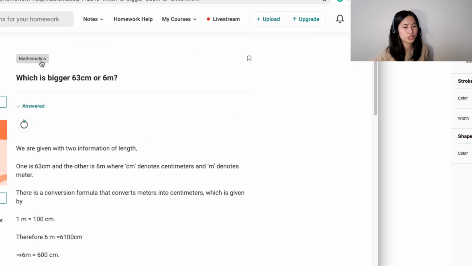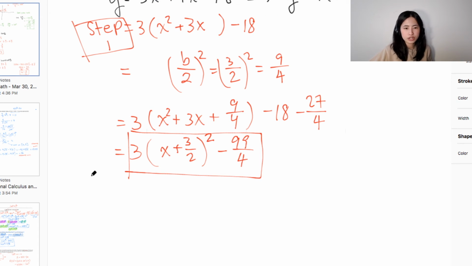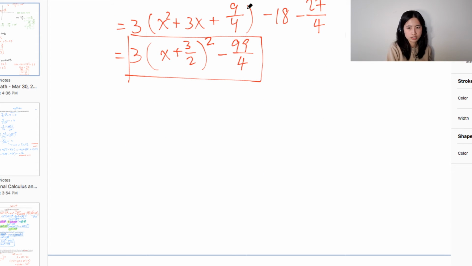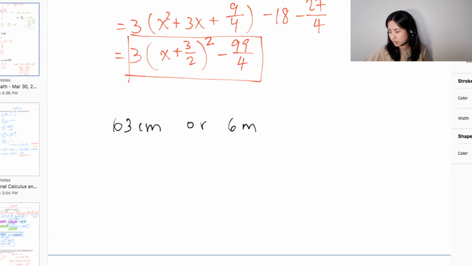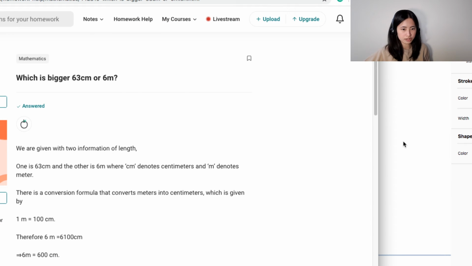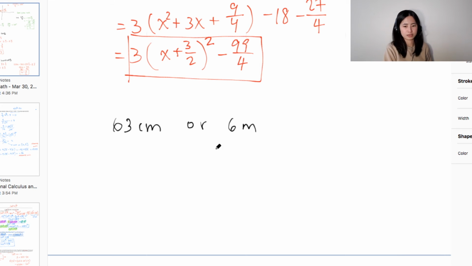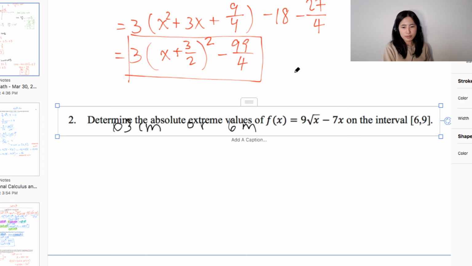Okay, so here's the question. Which is bigger? Is it 63 centimeters or 6 meters? First of all, you can't really start comparing units that are different. Okay, 63 centimeters or 6 meters. Which one is bigger?